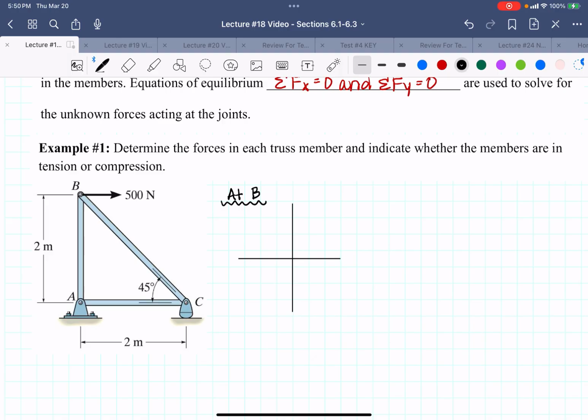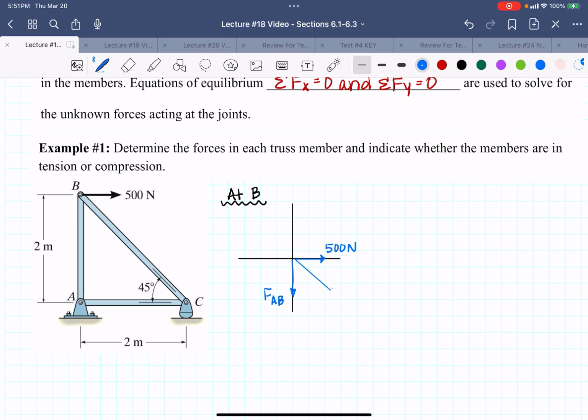And then I'm going to draw all the forces that I see acting at B. So remember, we're using the joint as if it was a smooth pin. So I have a 500 Newton force going to the right. I have a force from A to B going straight down. So I'm going to say I have FAB. And then I have a force from B to C going off at an angle.